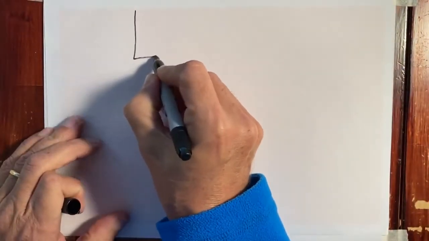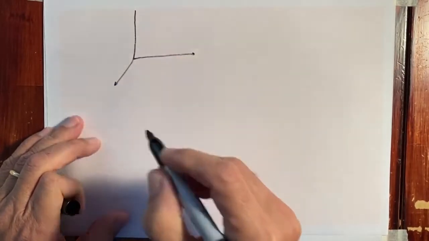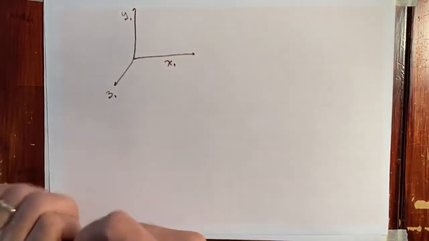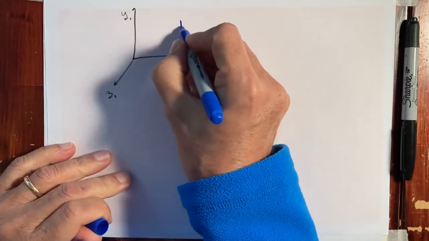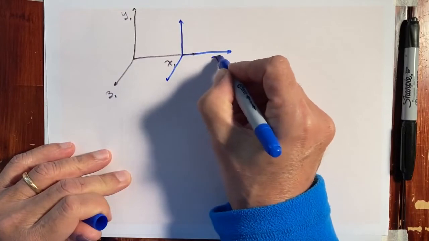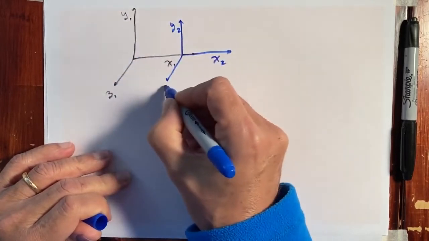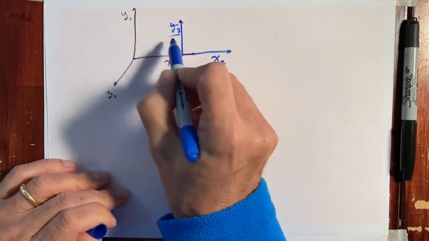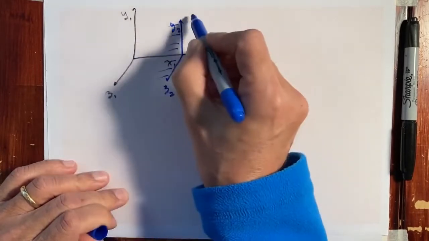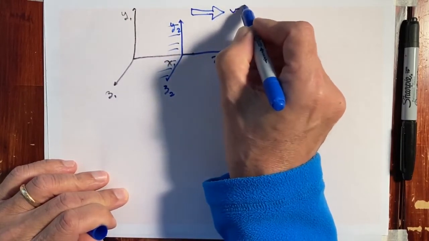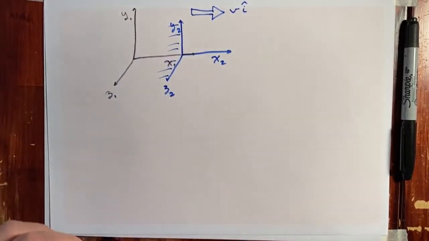As before, we start with our frame of reference, x1, y1, z1, here in the black, and we have now our frame of reference under constant velocity, x2, y2, z2. By the way, we have the streamers again, showing that this one is moving with a velocity v, which is a scalar, in the direction i.